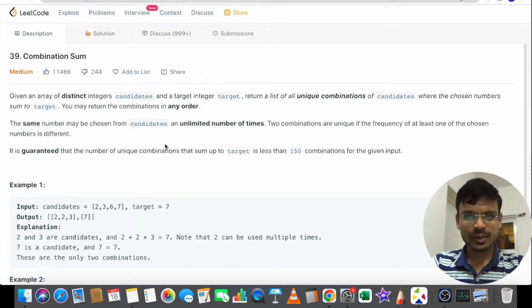Myself Rahul. So today we are going to solve a problem related to arrays and recursion. So the problem name is combination sum. So let's go through the problem. It's a very easy problem.